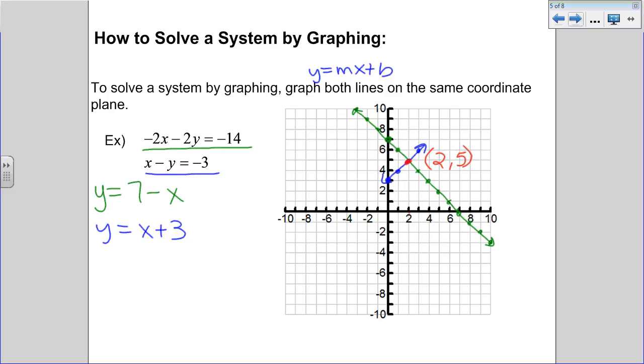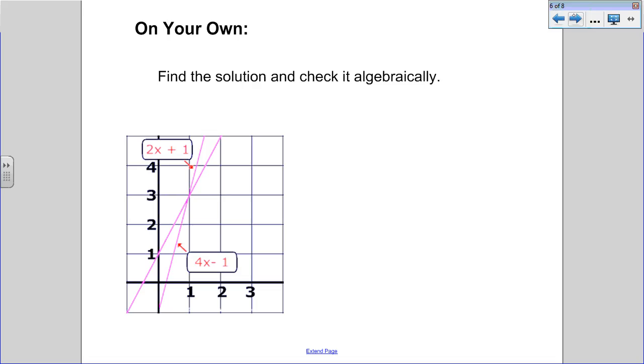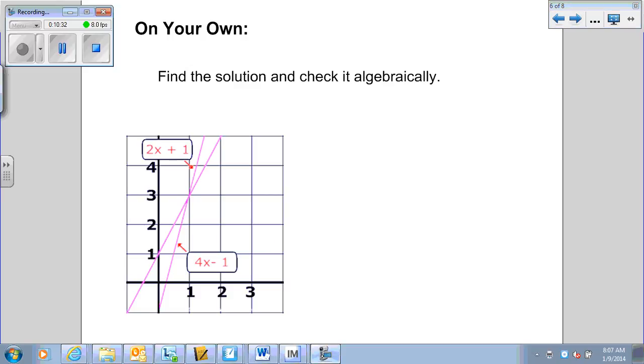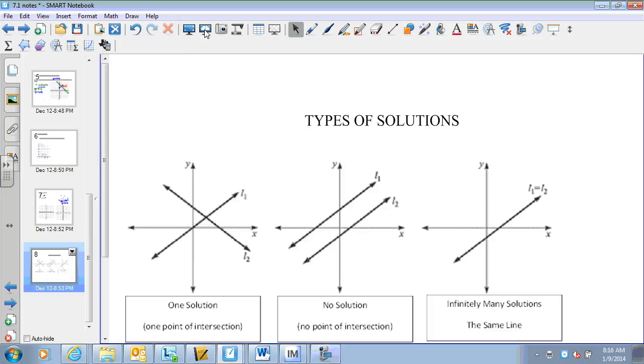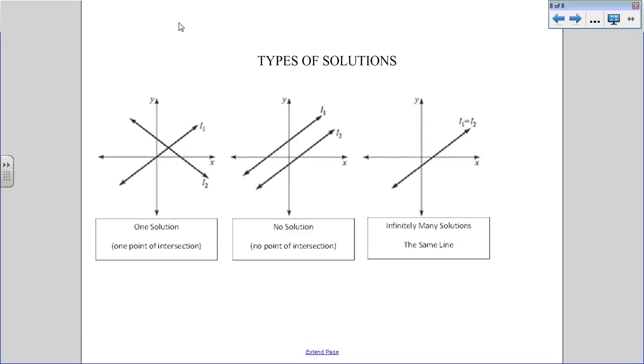Okay? Ladies and gentlemen, let's turn to the back side. You guys have some on your own here. I'm going to have you look at three types of solutions. You can have one solution, which is one point of intersection, which is everything that you guys looked at. We can have no solution, which means there's no point of intersection. And so that middle graph is the example of parallel lines. You then can have what is called infinitely many solutions.